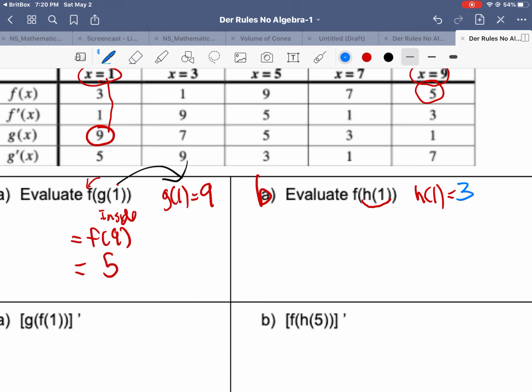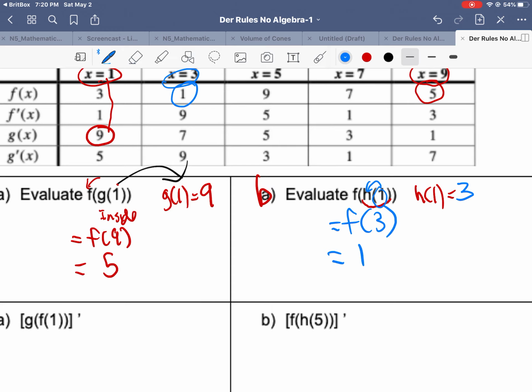Okay, h at 1 is 3. So now I can replace h at 1 with 3. I started with an x value of 1. I applied the rule h and got that answer. Now I have a value inside of f of 3. So now I have an x value of 3. I apply the rule f. What is the rule f when x equals 3? There's 3. The rule f is 1.